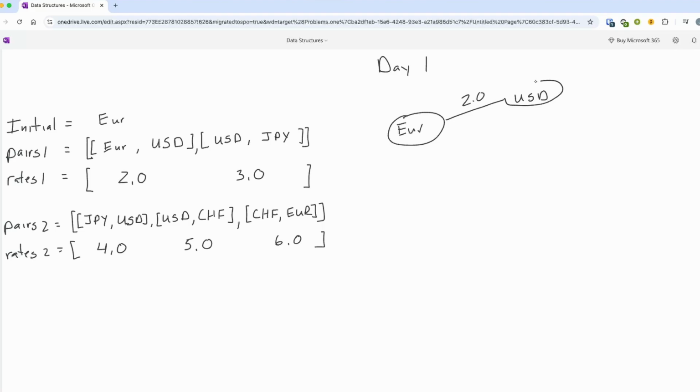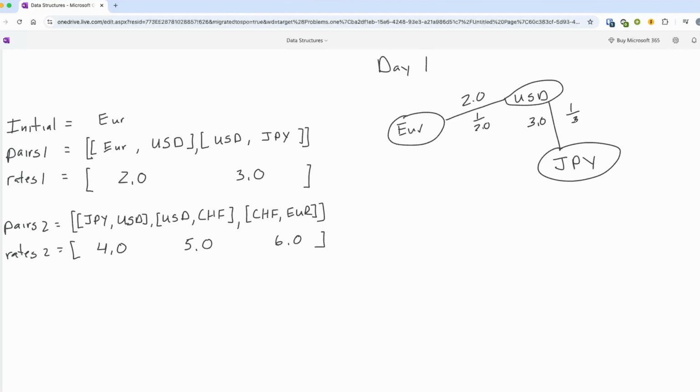And this tells us here that we can take euros and we can convert it to USD at this rate, or we could do 1 over this rate and convert it back, right? And similarly, here we could also convert USD to yen at a rate of either 3 or 1 over 3. So how does this help us?